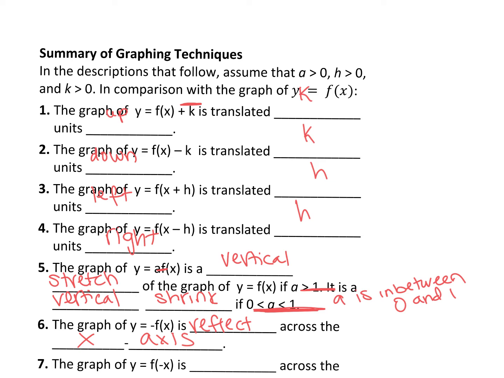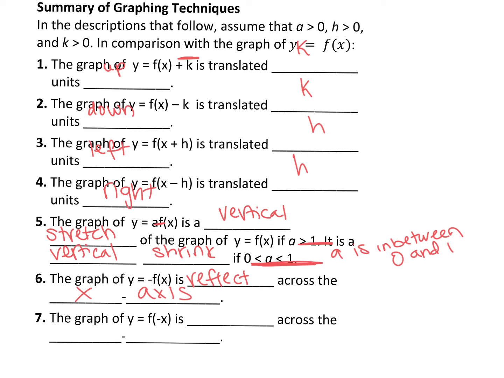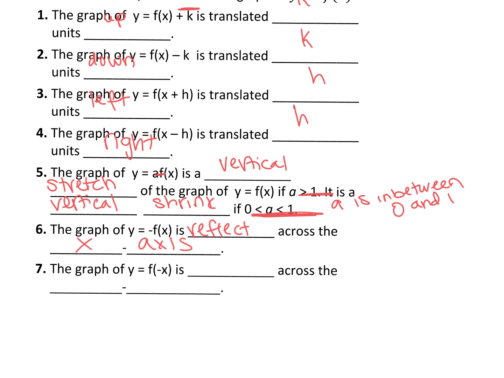And now it's letting me do it. Okay, if the graph of y equals f and the negative is inside the parentheses, right in front of the x, that's the difference, then it's going to be a reflection across the y-axis.